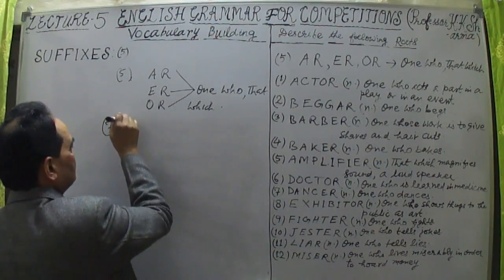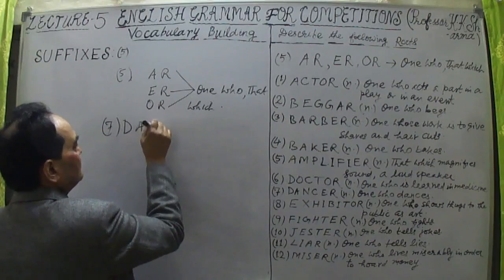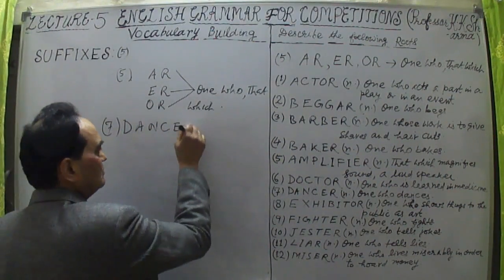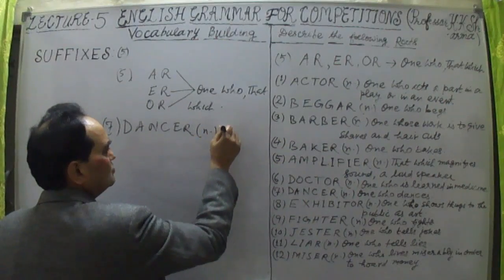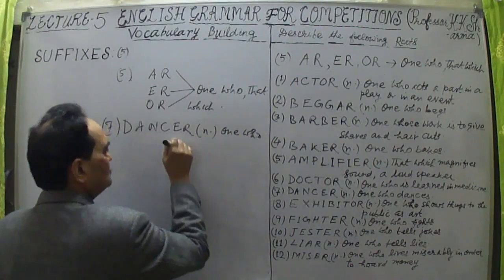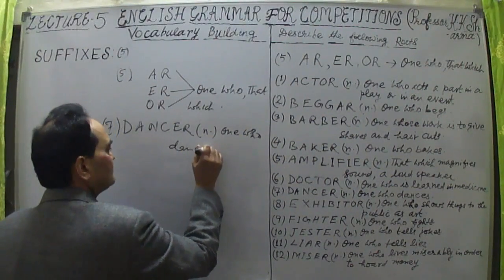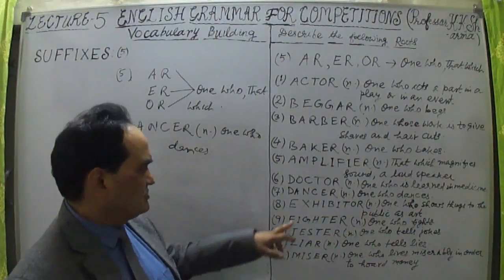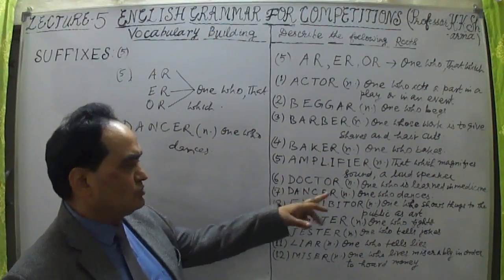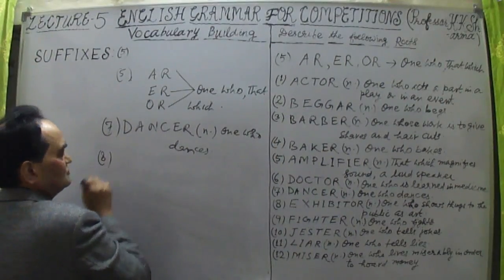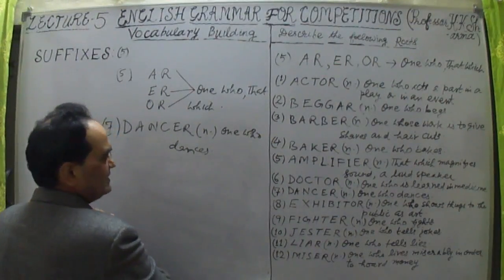The seventh word is dancer. D-A-N-C-E-R, dancer. Again a noun. One who dances. Simple definition. One who dances, that person is a dancer. Dancer, one who dances. Simple definition. The eighth word is exhibitor.